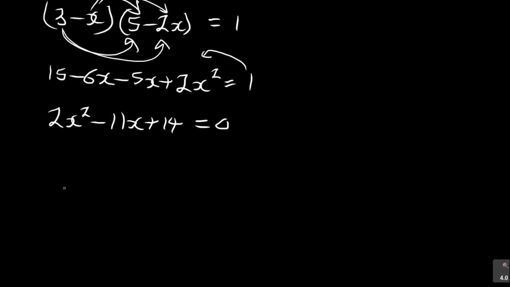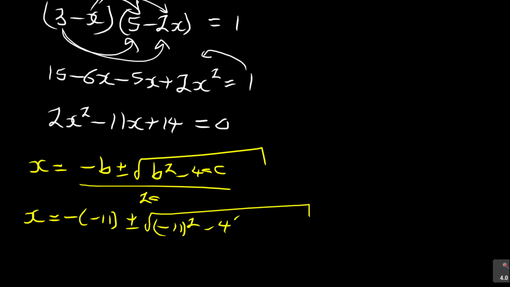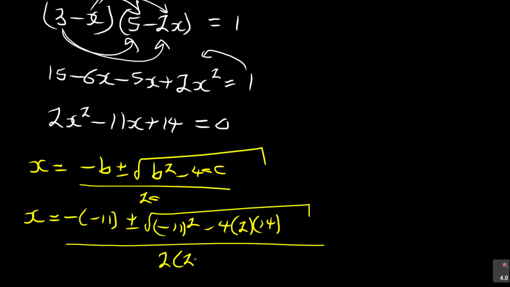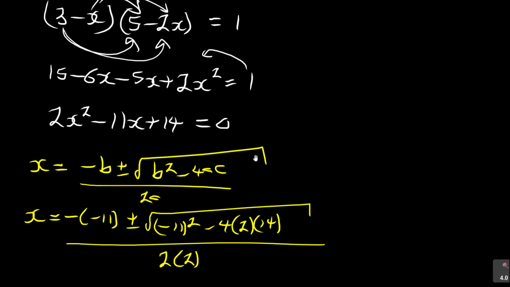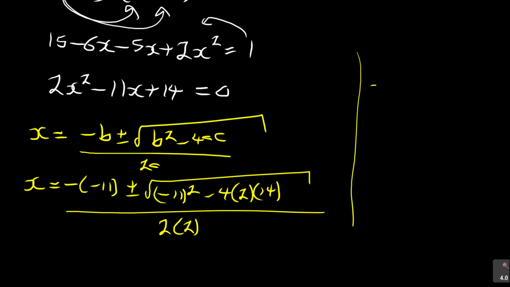I can quickly use, without a problem here, the quadratic formula to say x is equal to negative b plus or minus the square root of b squared minus 4ac, over 2a. So I've got x is equal to negative negative 11 plus or minus the square root of negative 11 squared minus 4ac, where a is 2 and c is 14, and all over 2a, which is 2. So it will quickly give me two values of x. Actually, let me write them here so that I don't go further down. So what do I have? I've got two values of x.